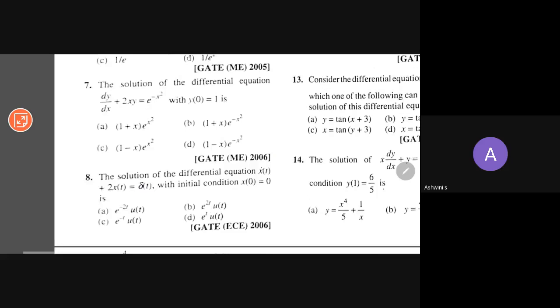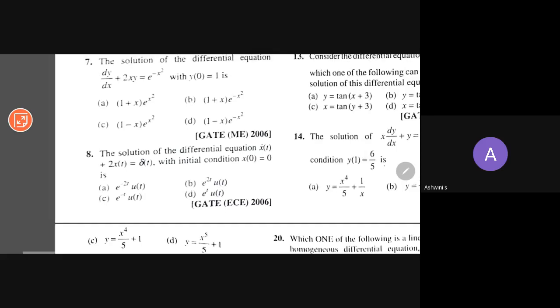Fine. So, eighth question. The solution of the differential equation x dot plus 2xt is equal to delta t with the initial condition x of 0 is okay. This we will see later. I think there is a printing mistake here. That is not delta t, that is u of t, I think.